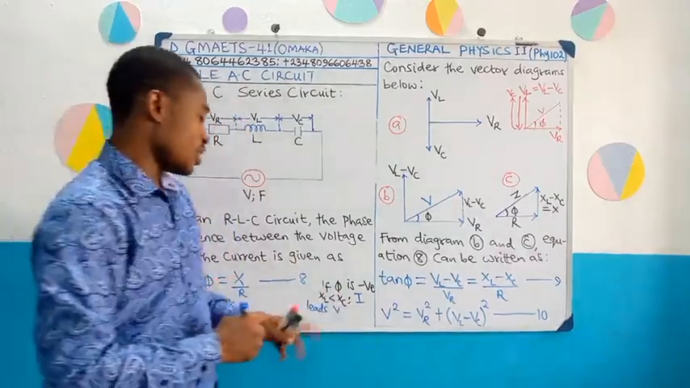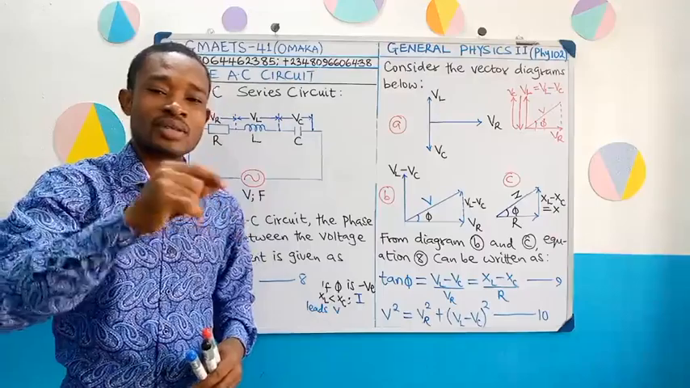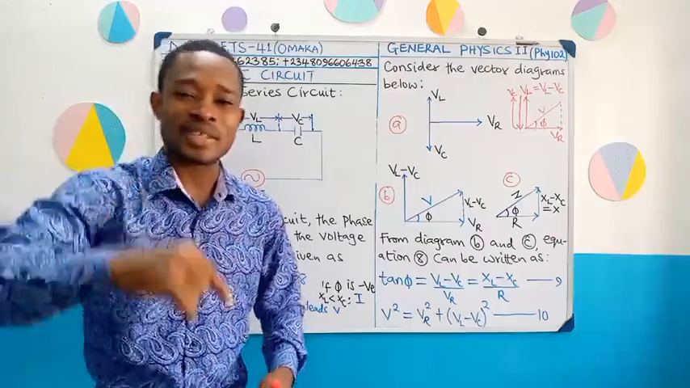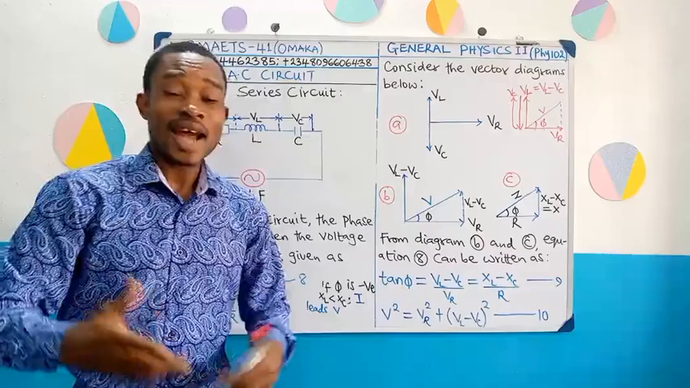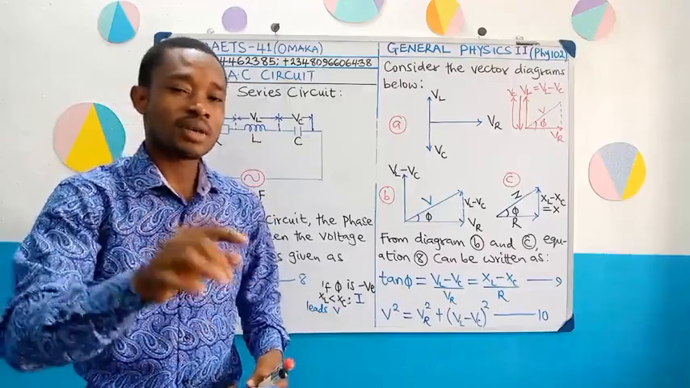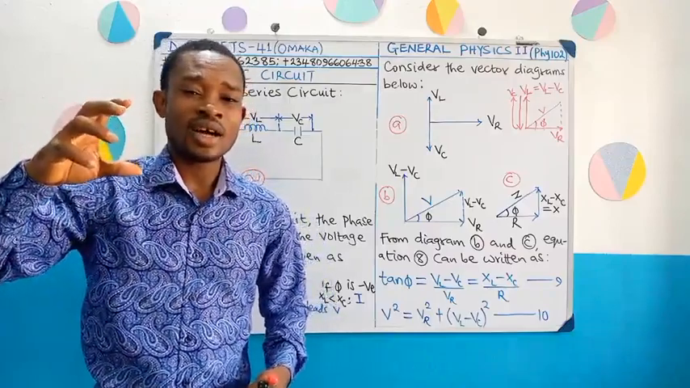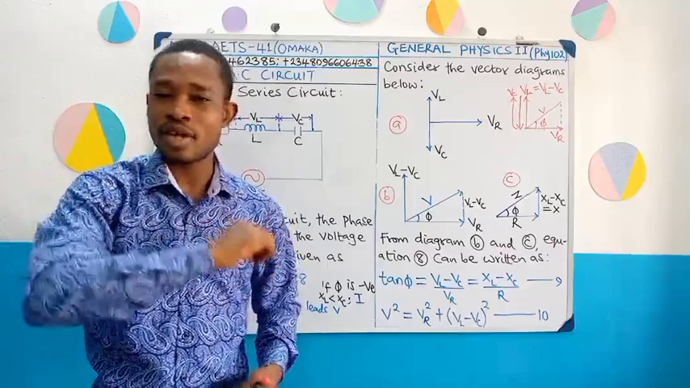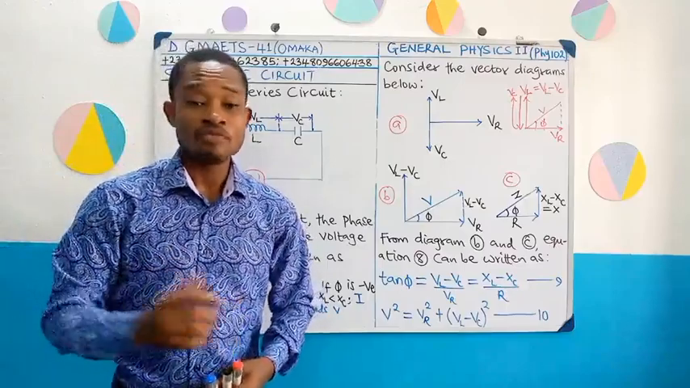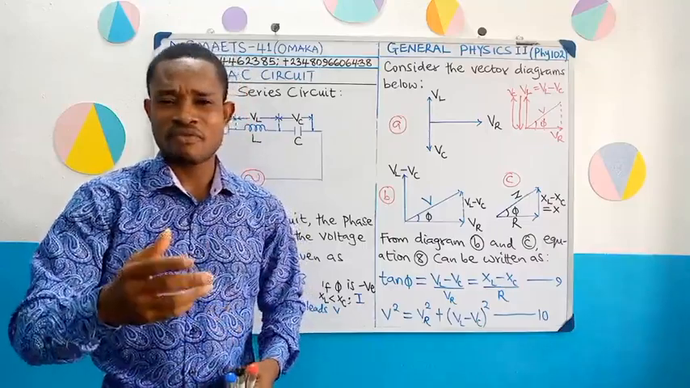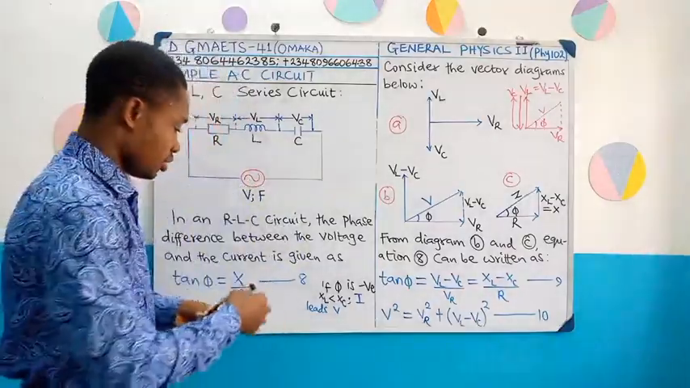You know that for XL, inductive reactance, to be less than XC, it simply means that the RLC series AC circuit is more capacitive than being inductive. Is that okay? It is more capacitive. And that being the case, it therefore means that current will be leading on voltage. Take your mind back when we treated an AC circuit containing only a capacitor. We stated in that case that current leads voltage and voltage lags on current with a phase angle difference of pi over 2 radian, which is equivalent to 90 degrees.